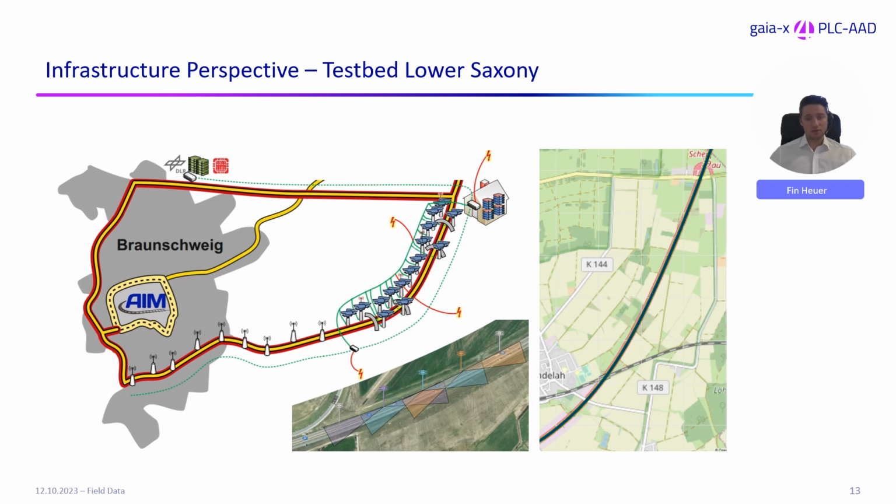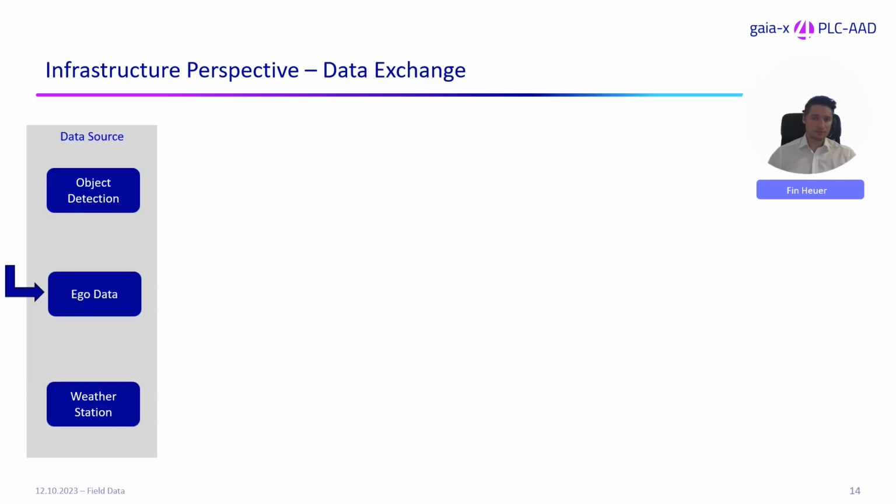Now, after also collecting information from this infrastructure perspective, we need to align this data with the other data. Daniel already introduced you to the ego vehicle perspective and its according data. I recently presented you the object detection data, and we additionally capture weather information in order to get more robust information so that we can replicate the situations and scenarios more realistically.